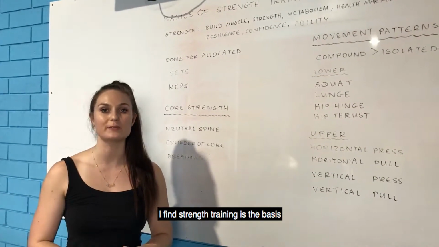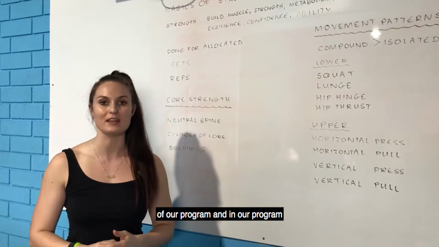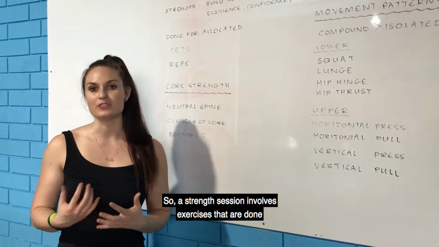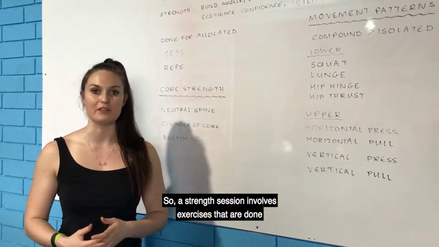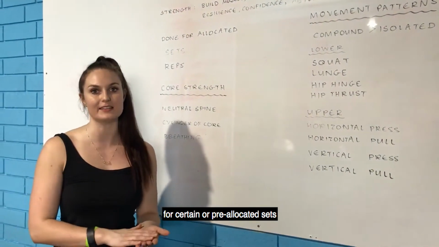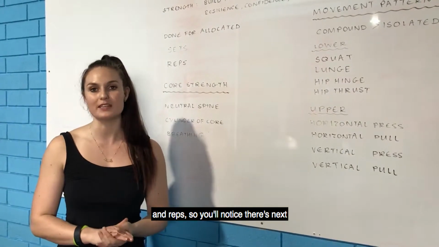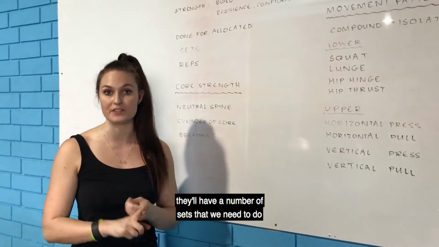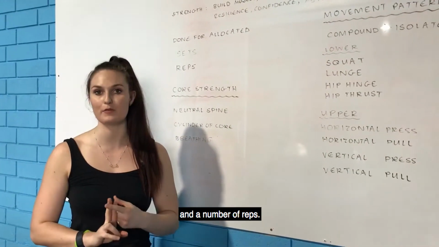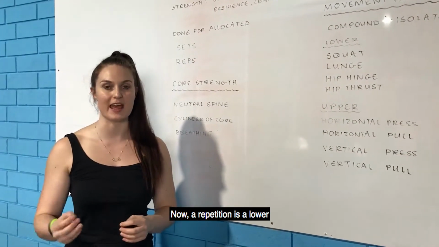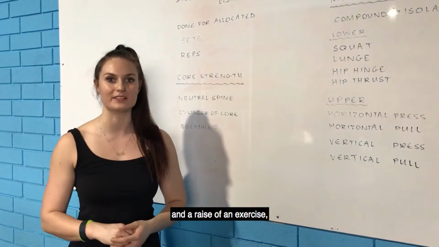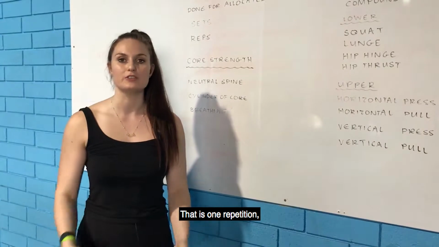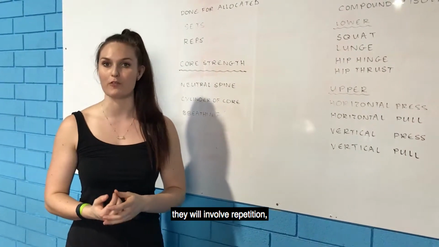I find strength training is the basis of our program, and in our program we call them build sessions. So a strength session involves exercises that are done for certain or pre-allocated sets and reps. So you'll notice this next to your build exercises. They'll have a number of sets that we need to do and a number of reps. Now a repetition is a lower and a raise of an exercise, like a bicep curl. That is one repetition. So for most of your strength exercises, they will involve a repetition.